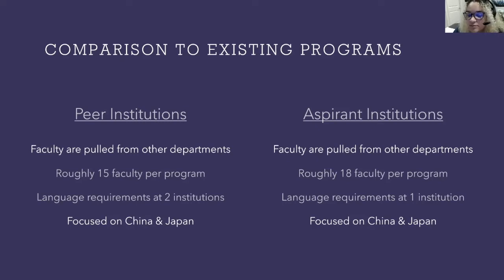For language requirements, peer institutions only had language requirements for 2 of the institutions, and there were language requirements at only 1 aspirant institution. Understandably, but what was disappointing was that Asian Studies programs at both peer institutions and aspirant institutions mainly focused on China and Japan. This is a trend, but it's missing the modernized aspect of Korea also being a global leader and being used as a diverse aspect of these Asian Studies programs.